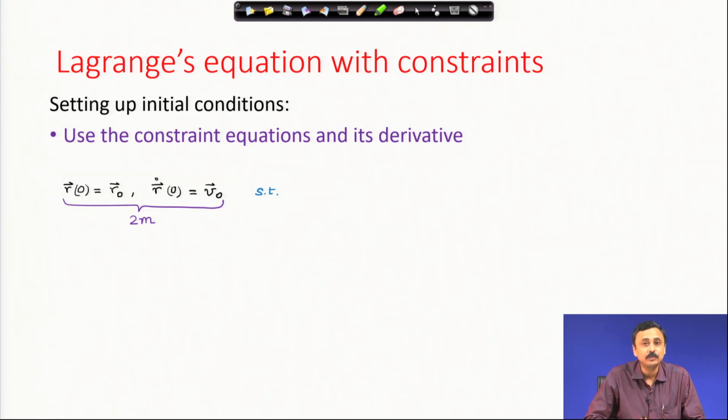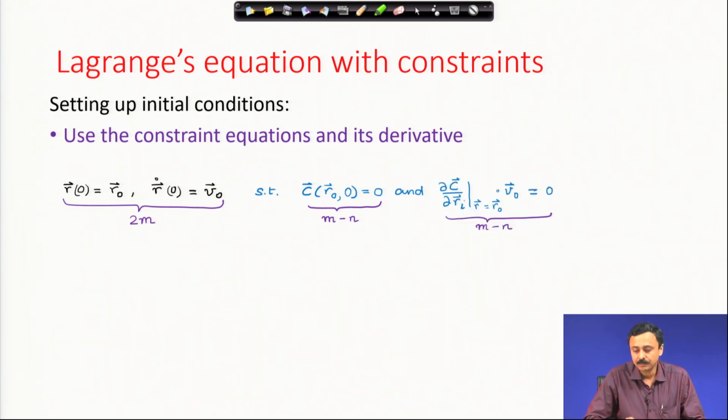Why are they not independent? Because the initial position, for example, must satisfy the constraints. Further, the velocities must satisfy the constraints. The initial position therefore must satisfy all the constraints, the constraint vector. So, m minus n of these constraints must be satisfied by the position vector at t equal to 0. Similarly, the initial velocity v naught must satisfy this constraint, which is obtained by time differentiating the constraint. These are additional m minus n relations.